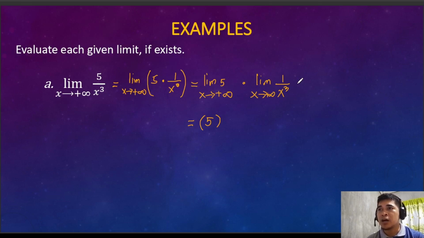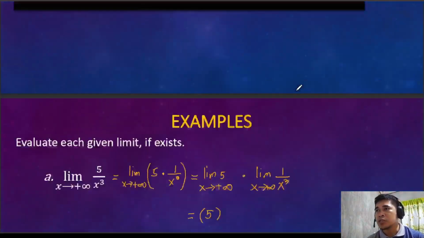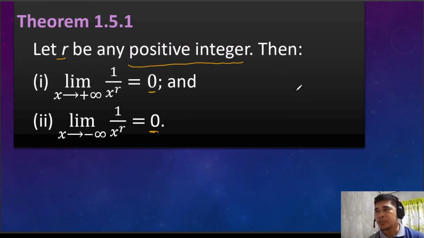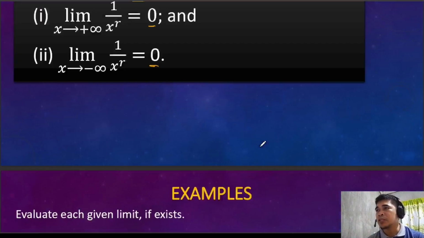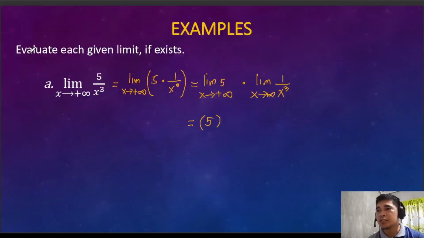So take note, by the theorem, 1 over x to the r, and our r is a positive integer. So as x approaches positive infinity, the answer is 0. So 5 times 0, the answer is 0. So the limit of 5 over x cubed as x approaches positive infinity is 0. So that is our first example.